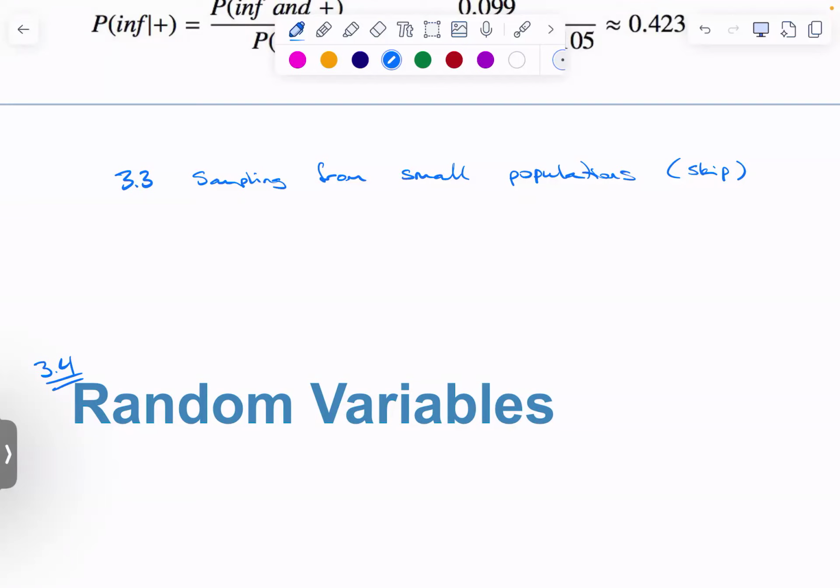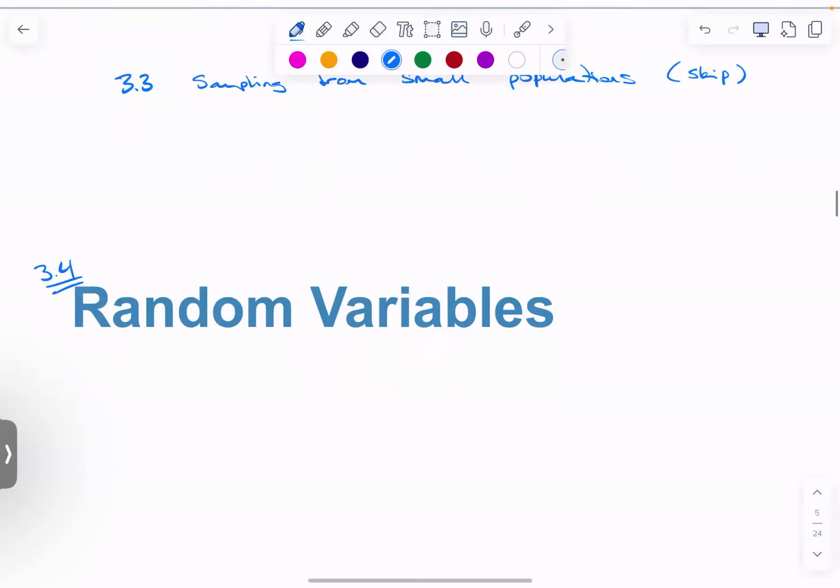Everything's random in this course, isn't it? I know, it's true, especially in this section. Probabilities, that kind of stuff. Okay, random variables.